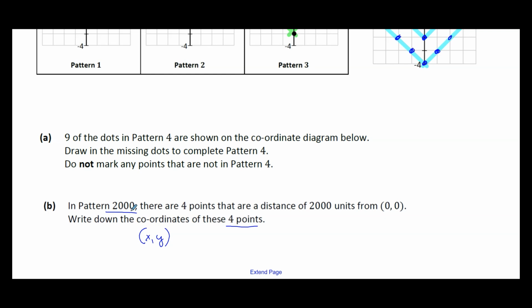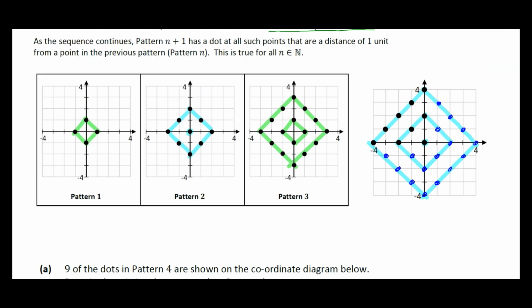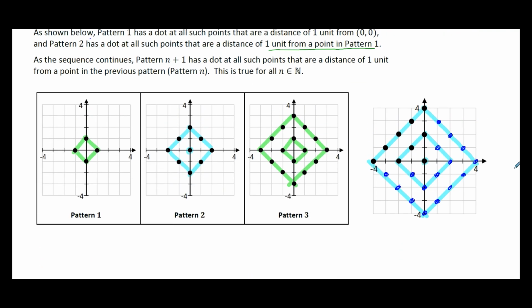So I need to have some form of observation of the coordinates and what happened here. So let's have a look. So if I'm looking at the very first pattern, that are 1 unit away from point 0, 0.